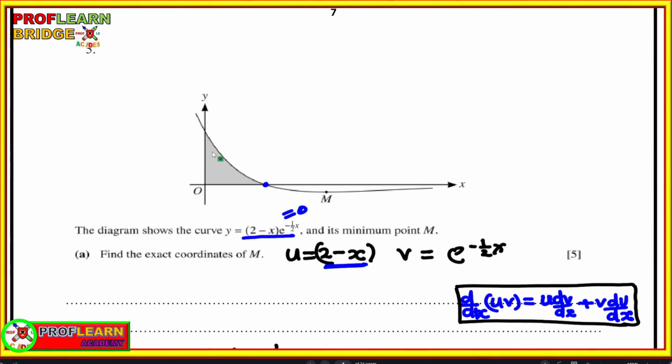But for question number 5b, we are supposed to find the area of the shaded region here. But for you to find the area of the shaded region, first you need to know what limits you are going to use. The limits of integration is from 0 all the way to this point. So in order to solve this point, we are going to equate this equation that we have here to be equal to 0.